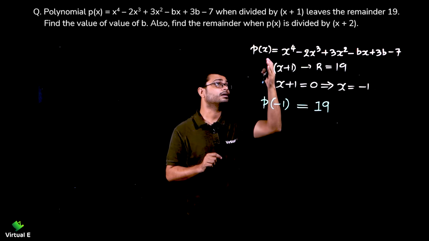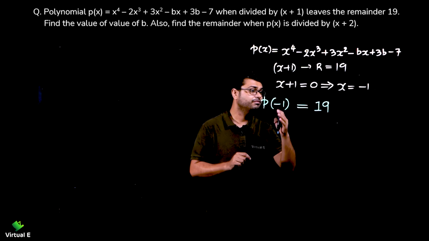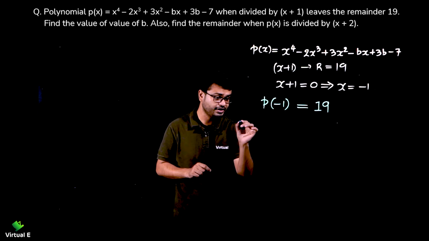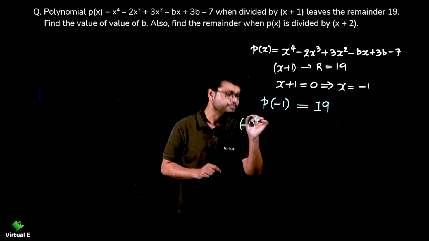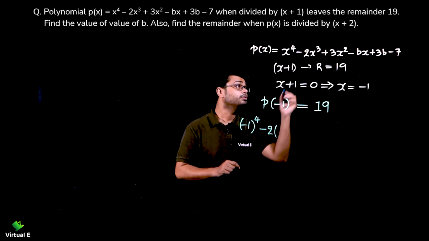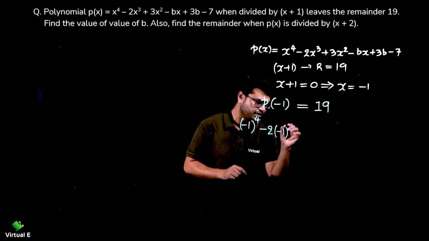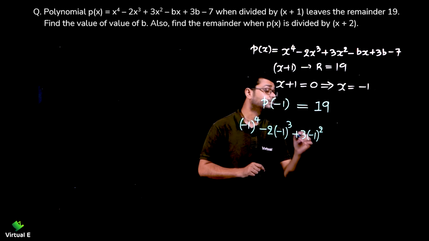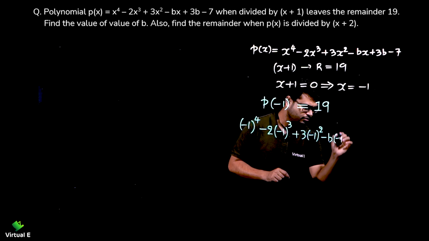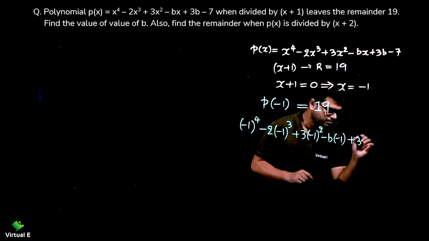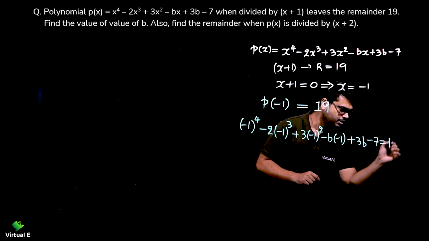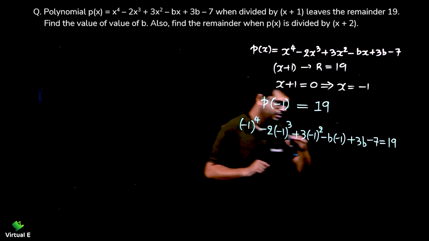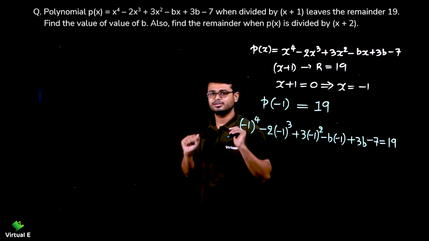So let's start. Here on the LHS we are going to substitute the value, and the RHS will be 19. So let's start. x raised to 4, so we can write here minus 1 raised to 4 minus 2 into x raised to 3, so minus 1 raised to 3, plus 3 into minus 1 square, then minus b into minus 1 plus 3b minus 7 is equal to 19, right? We'll get a kind of linear equation.